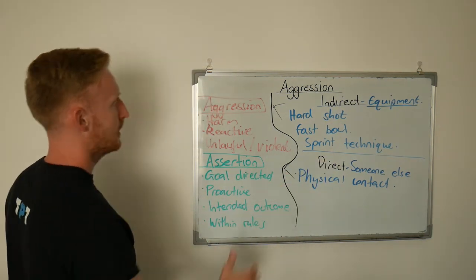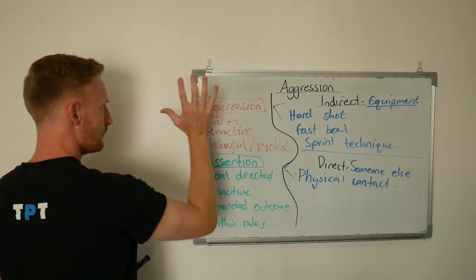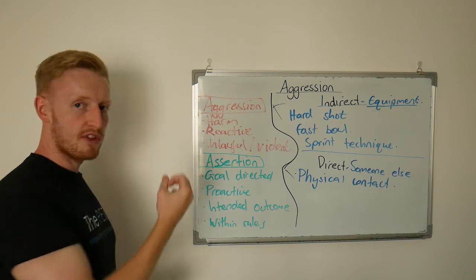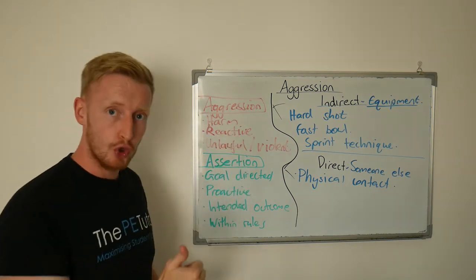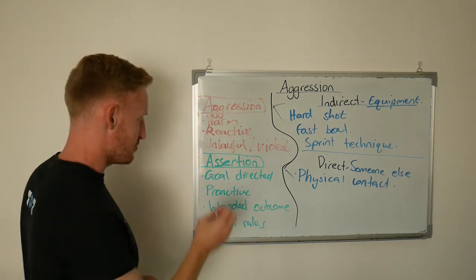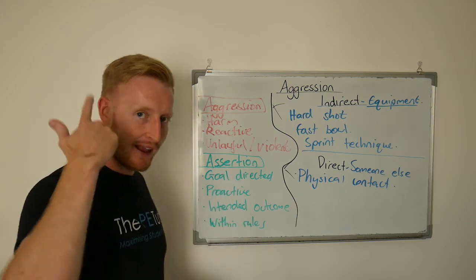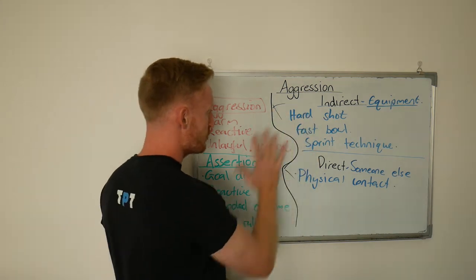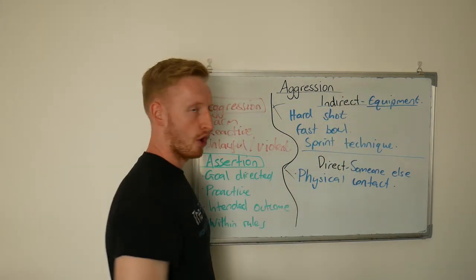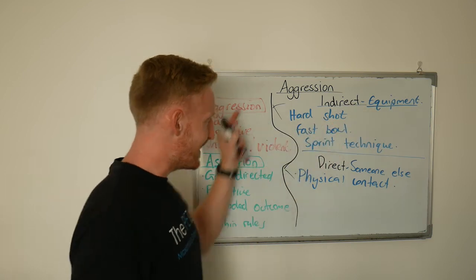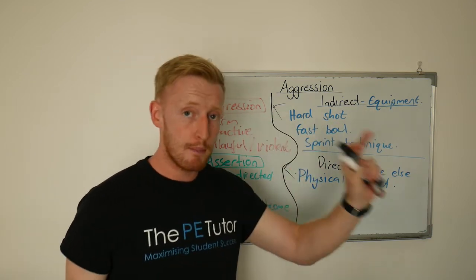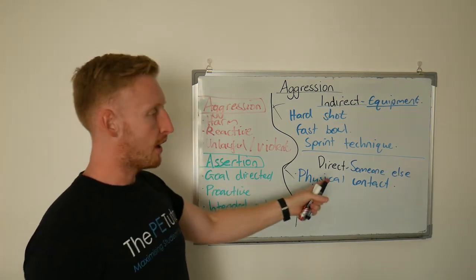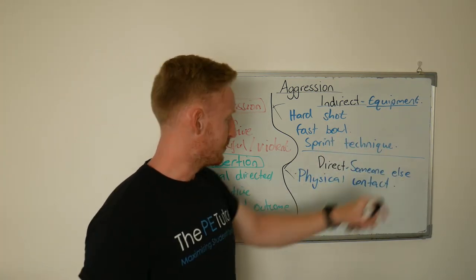So, recap. Aggression and assertion. Aggression, assertion, two different things. One is bad and it's not within the rules. Assertion is good, it can improve performance. It's within the rules and everything's planned out. It's premeditated and it's beneficial. Then both of them can occur indirectly or directly. Indirectly is when either of these is applied to equipment. Direct is when either of these are applied to someone else and there's physical contact.